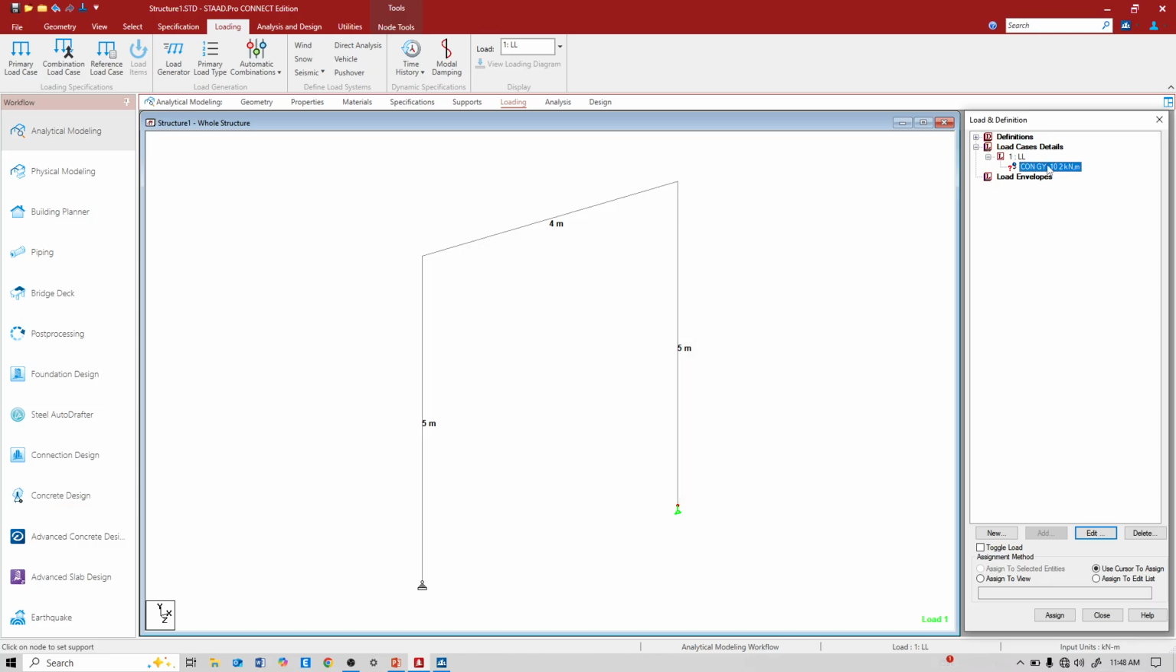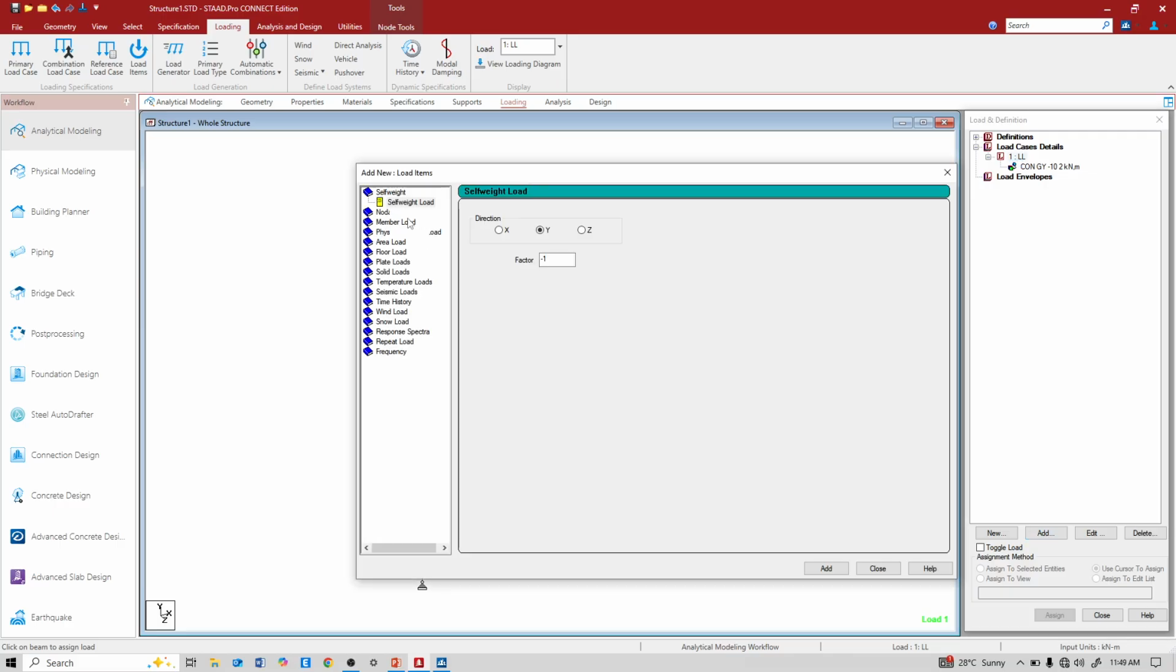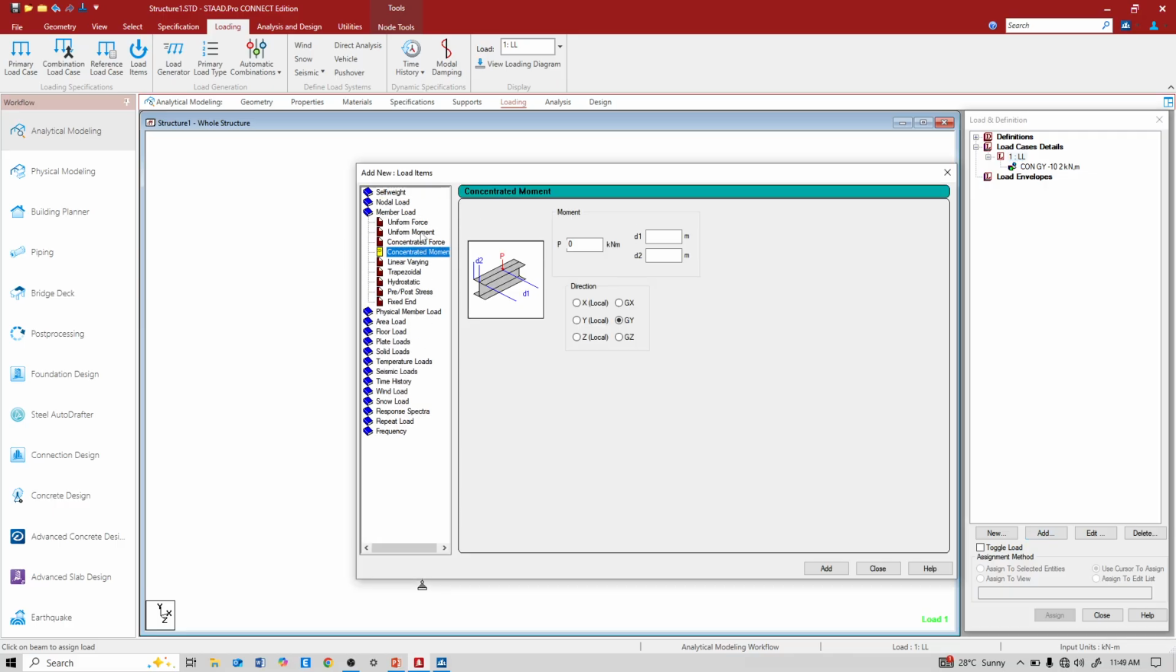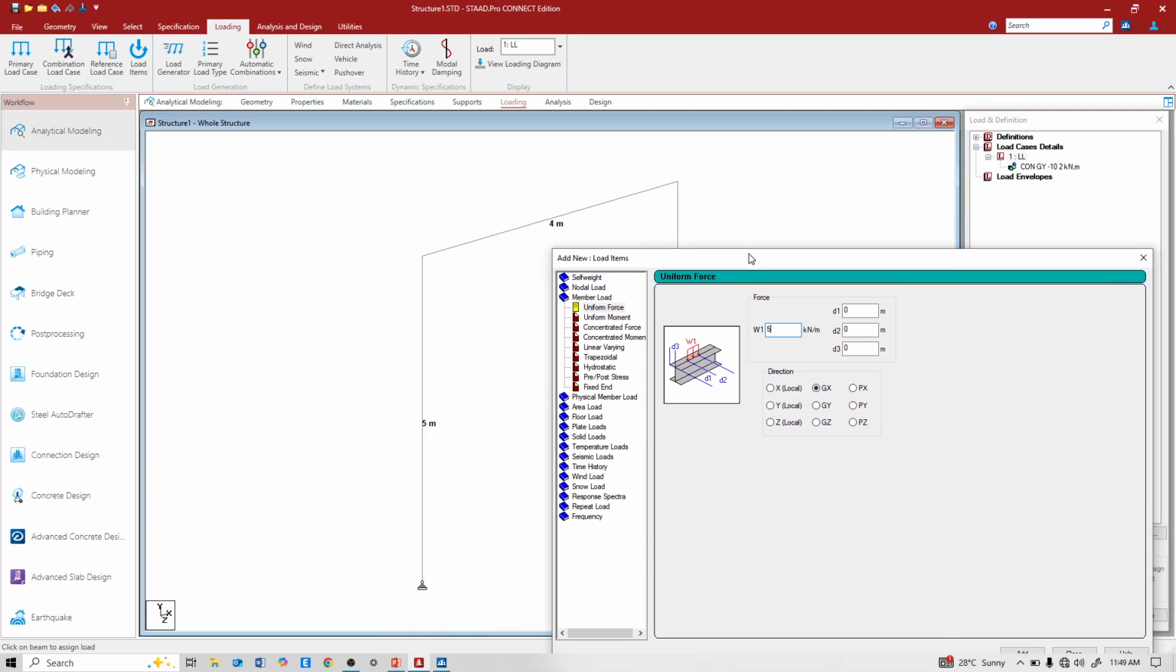Use cursor to assign this. Yes, it is correctly applied. Now live load, now UDL, uniformly distributed load, member load, uniform force. See this GY direction is upward, so our force is in X direction, it is positive 5 kilonewton per meter. See this corner, this x direction is like this, so our frame is like this, so UDL is here, so this x direction, positive like this.